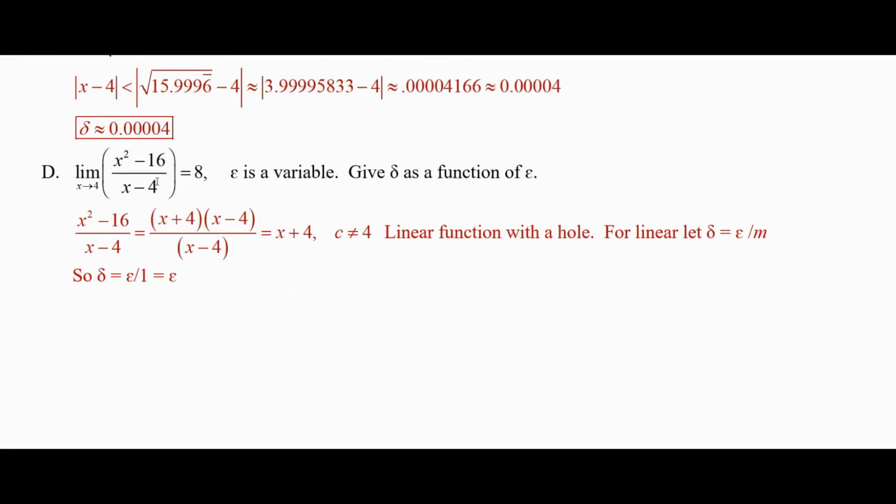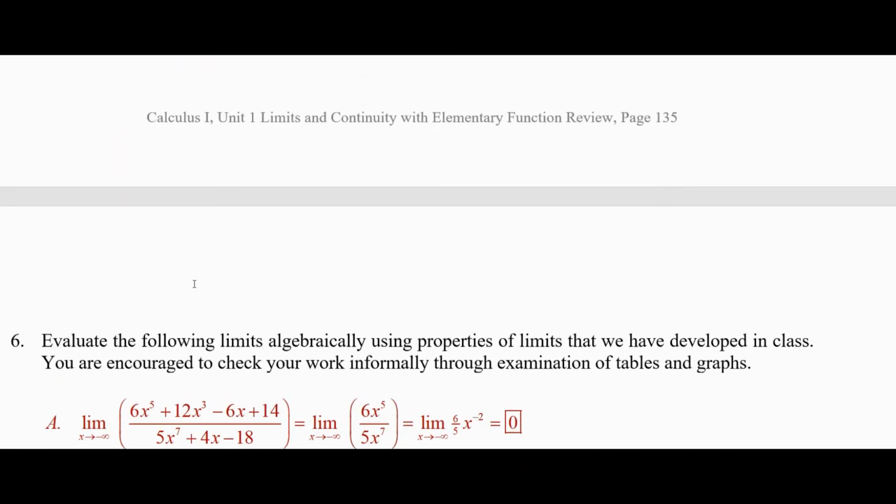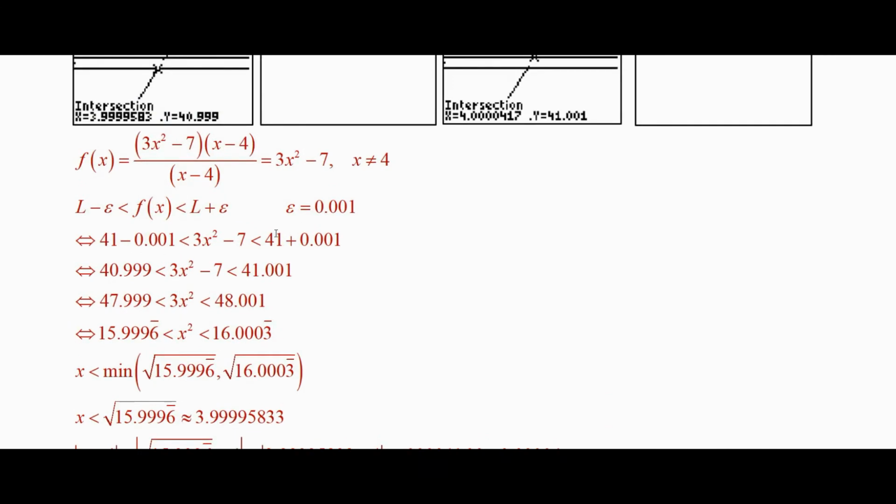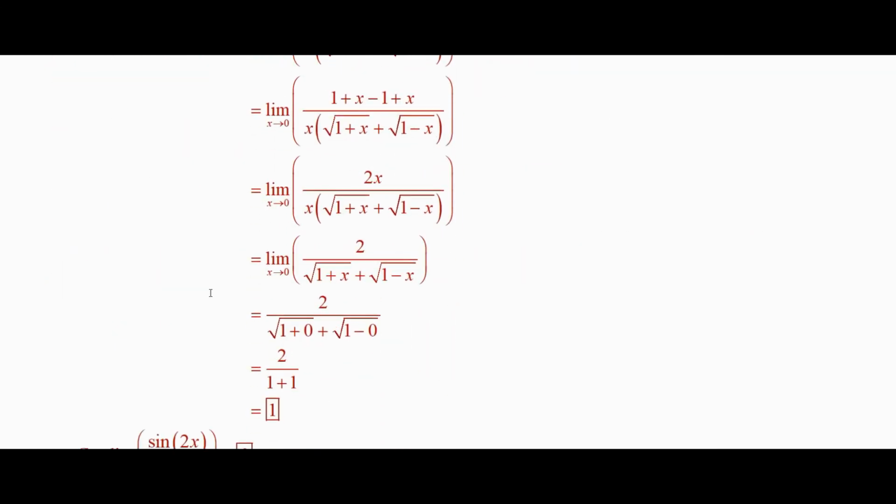This one does a similar thing, but epsilon is a variable. Give delta as a function of epsilon. This one again reduces as x plus 4 times x minus 4 over x minus 4. Those cancel, reducing to x plus 4. C is not 4. It's a linear function. For linear functions, if we just let delta be epsilon over m, this always works out. So delta and epsilon are the same for that one. Again, you could go through a process such as this right here and see that it works as well.